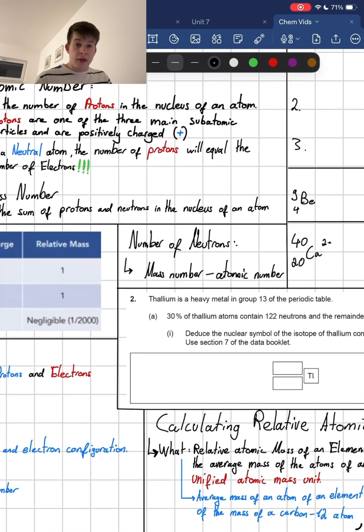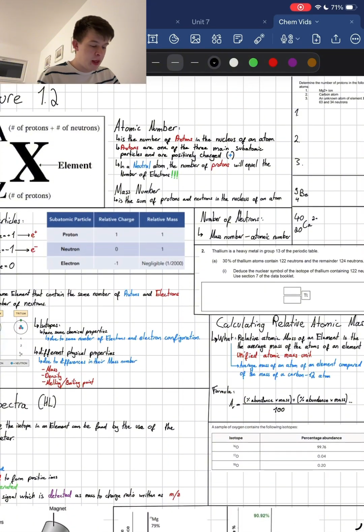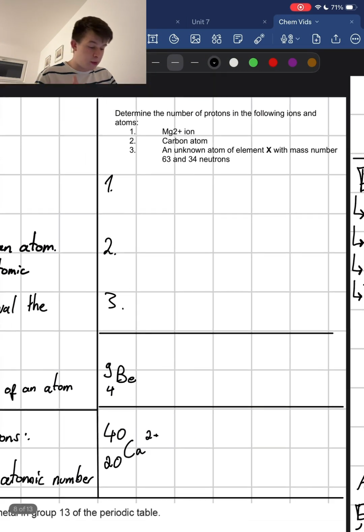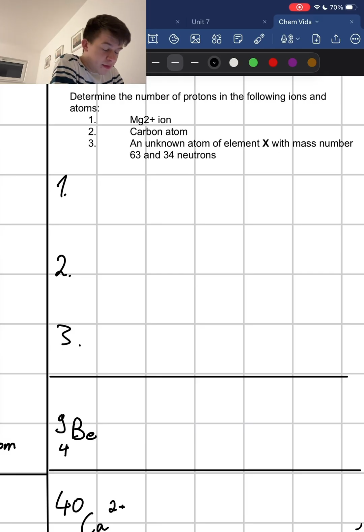And how do we calculate the number of neutrons? We take the mass number minus the atomic number, which is the number of protons. Okay, so let's do some simple questions, and I will give you a couple of minutes to work on it. Okay, let's go. Determine the number of protons in the following ions and atoms.